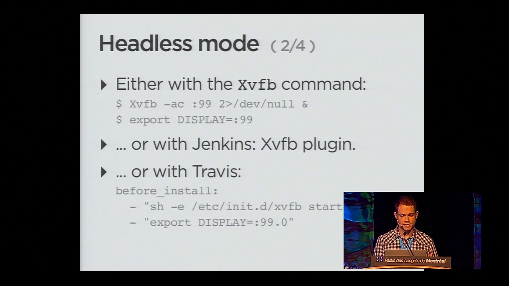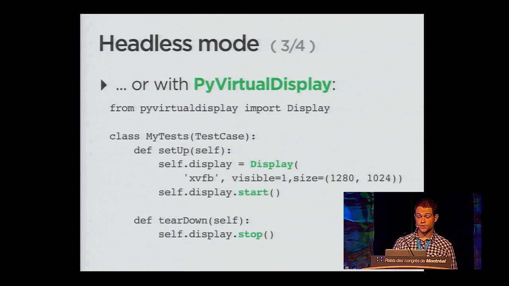for every time the tests are run. If you use Travis, it's also very simple to use. Just run those commands before your tests actually start. You can also use PyVirtualDisplay, which is a nice little package, basically a wrapper around Xvfb, and it will allow you to start and stop that virtual display using Python code.